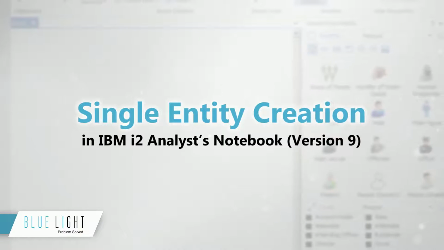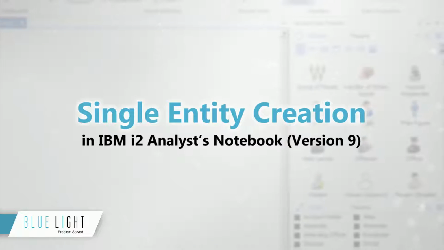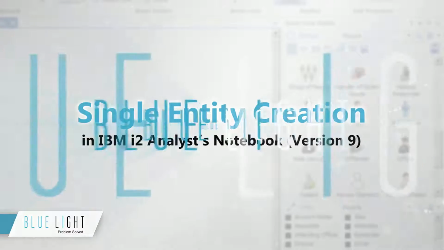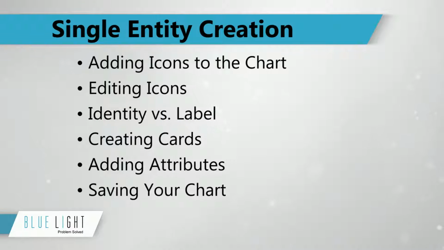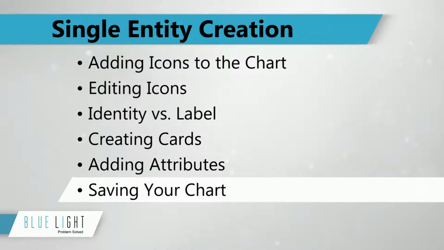Welcome to our session on Single Entity Creation in Analyst Notebook version 9. This lesson will begin one of the first sections on actual chart creation. We'll look at how to add icons to the chart, how to edit icons. We'll discuss identity versus label and when to use each, how to create cards and the role that they play. We'll learn what an attribute is, how it differs from a card, and how to add attributes to the entities, and finally, how to save your chart.